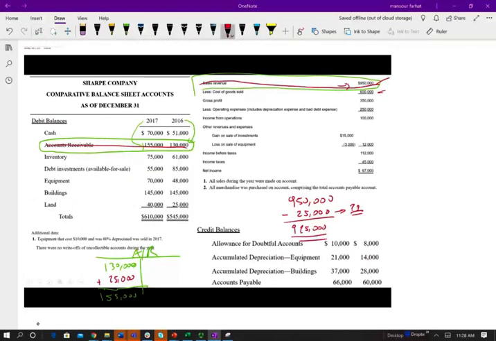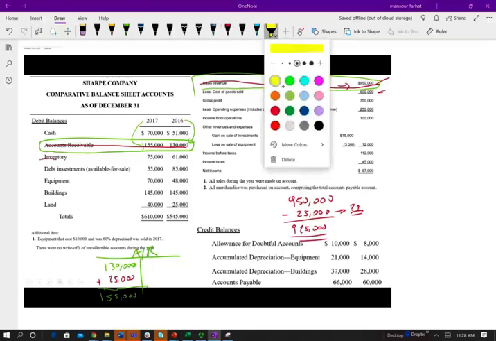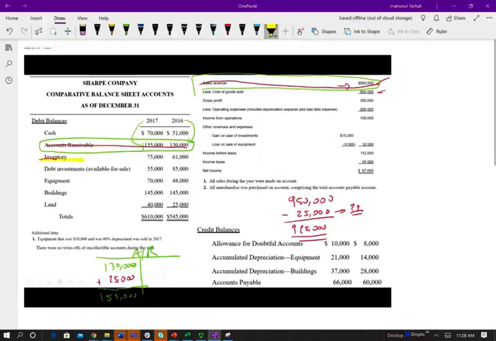In order to do so, you have to examine two accounts. The two accounts are inventory and accounts payable. Because what happened is this: you bought inventory from your suppliers, and you might have bought it on account, or you might have paid cash for it. So to examine how much, you have to examine those two accounts.